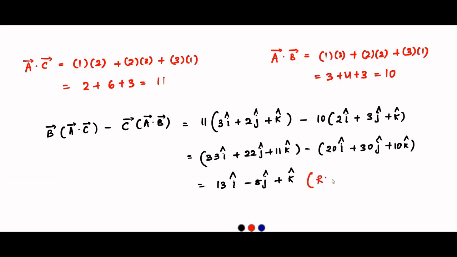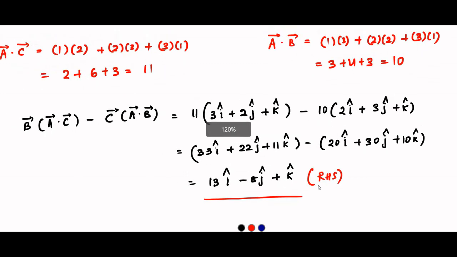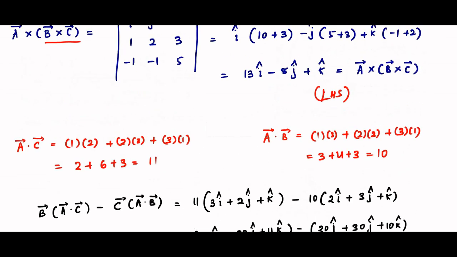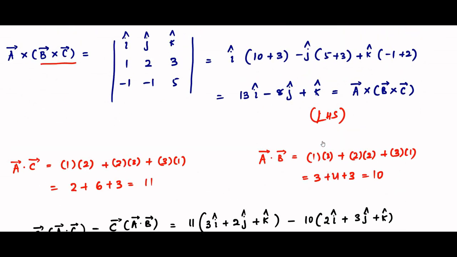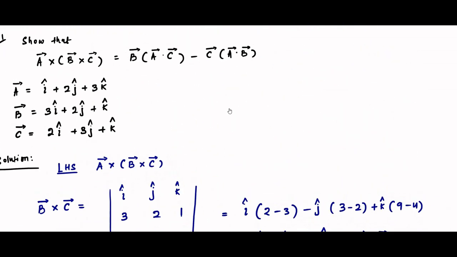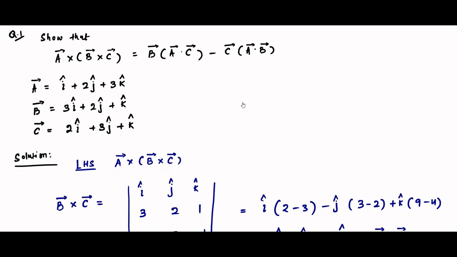So now let us compare whether LHS is equal to RHS. This is the RHS, 13 i cap minus 8 j cap plus k cap. And here it is 13 i cap minus 8 j cap plus k cap. So either way we are getting the same result. So it means this vector triple product identity, the BAC-CAB rule, is correct. Okay, we have proved it.